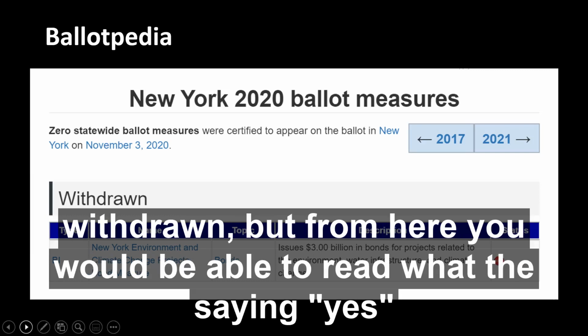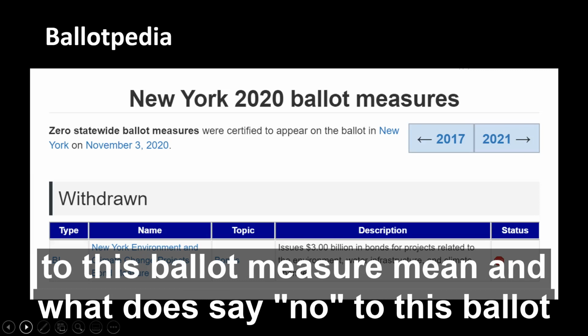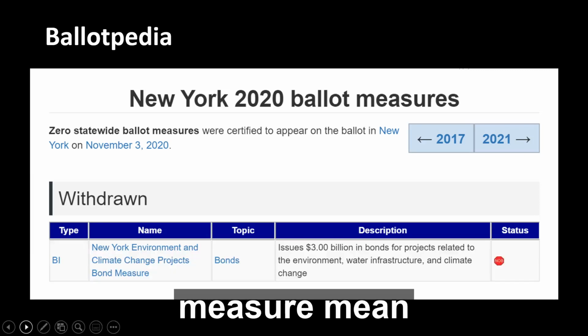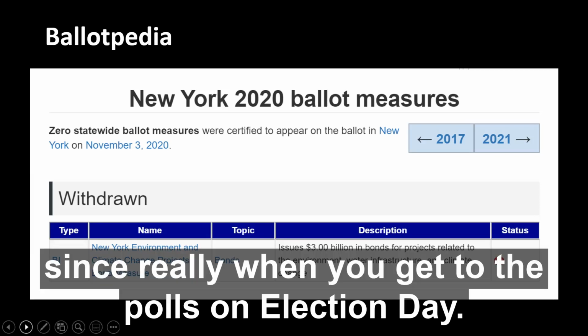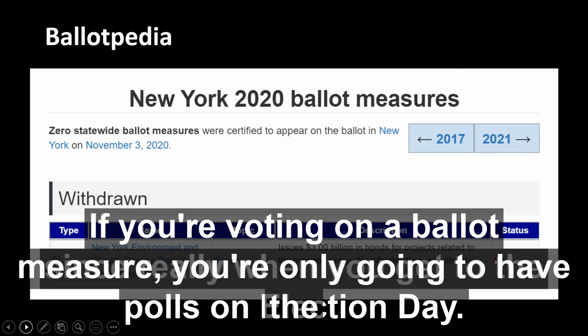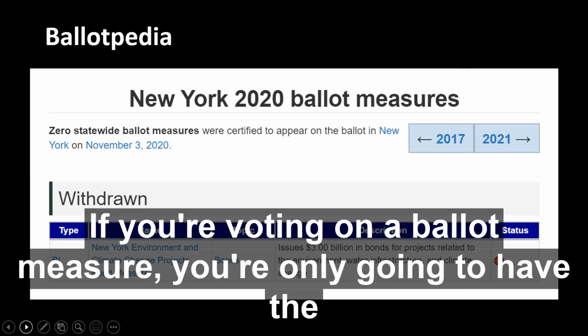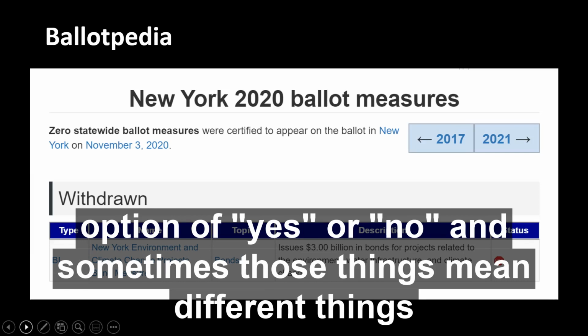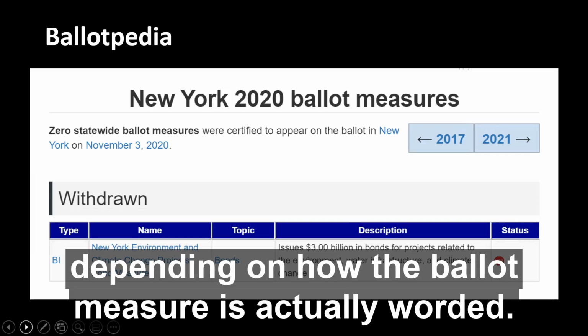But from here you would be able to read what does saying yes to this ballot measure mean, and what does saying no to this ballot measure mean? Since really when you get to the polls on election day, if you're voting on a ballot measure, you're only going to have the option of yes or no. And sometimes those things mean different things depending on how the ballot measure is actually worded.